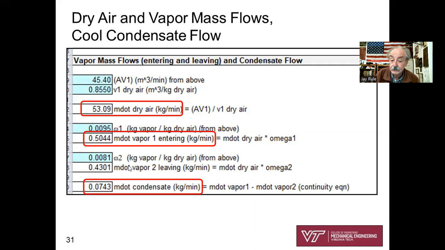Same idea at state 2. I got a new value of humidity ratio, a lower number, same dry airflow. So m dot of the vapor at 2 is 0.4301. So I've got this much vapor coming in, this much vapor leaving. By subtraction, continuity equation, the condensate, the drip, drip, drip, is going to be the difference between those two, 0.0743 kilograms per minute.